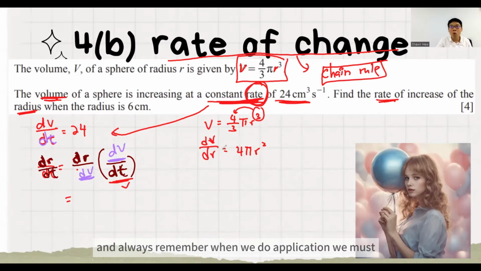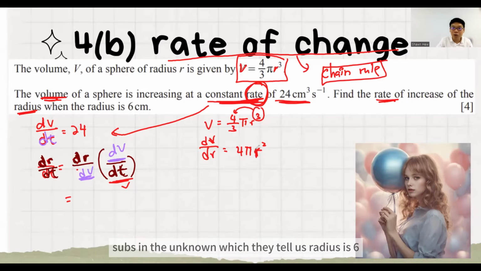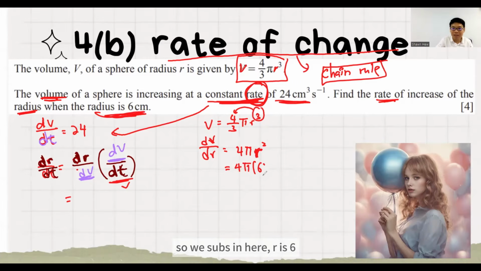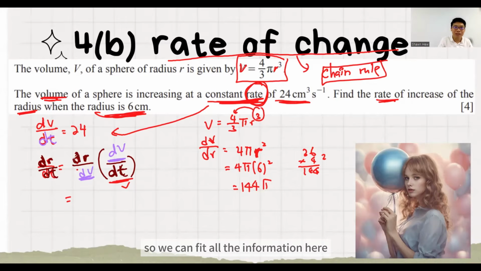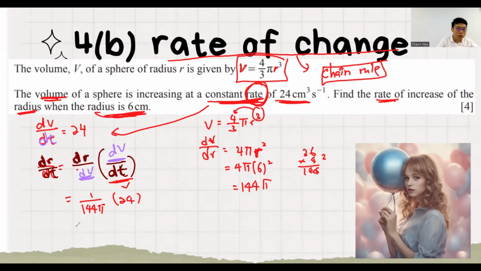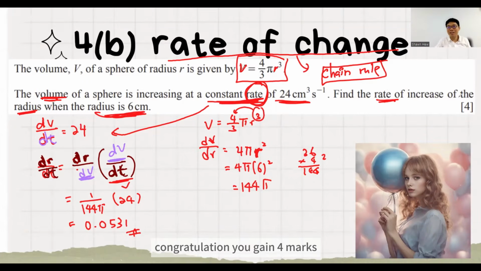And always remember when we do application, we must subs in the unknown, which tells us the radius is 6. So we subs in here, r is 6. So it is 144 pi for dV/dr. So we can fit all information here. dr/dV is the reverse of dV/dr, so it's 1 over 144 pi. And then here is 24. So our dr/dt is 0.0531. Congratulations, you gain 4 marks.